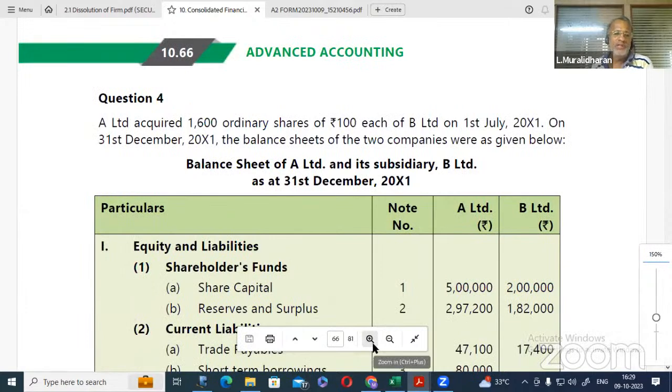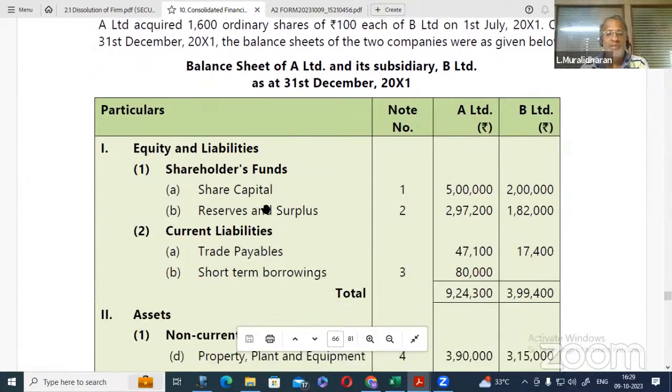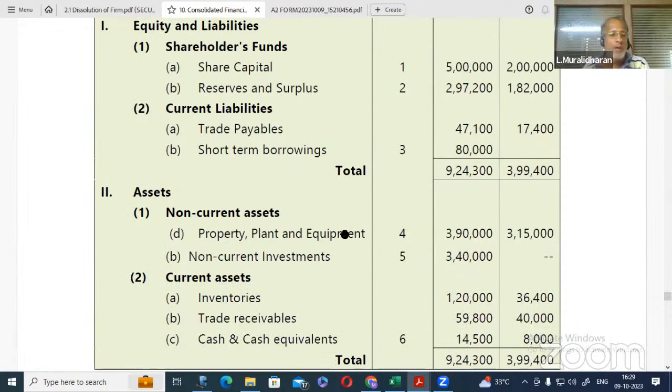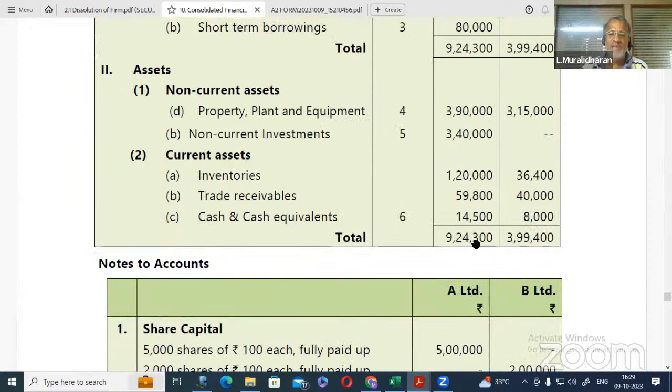A Limited acquired 1600 ordinary shares of rupees 100 each of B Limited on 1st of July 20X1. On 31st of December 20X1, the balance sheets of the two companies were as given below. Balance sheet of A and subsidiary B on 31st of December 20X1. Shareholders' funds 500,000 and 200,000, reserves and surplus 297,200 and 182,000, trade payable 47,100 and 17,400, short-term borrowing 80,000, totals 924,300 and 399,400. Property, plant and equipment 390,000 and 315,000, non-current investment 340,000, inventory, trade receivable, cash and cash equivalent.